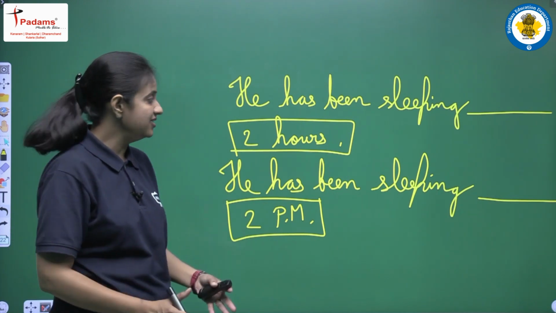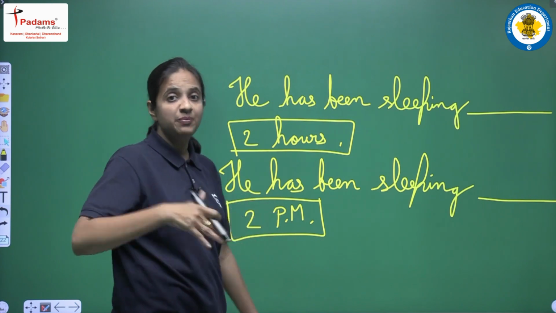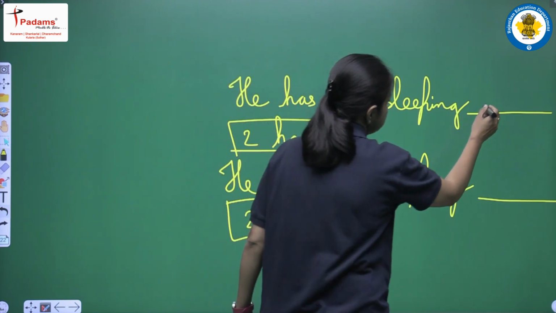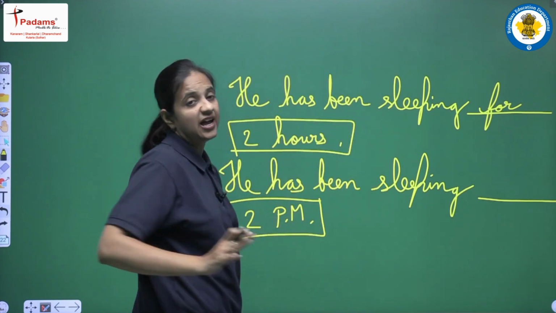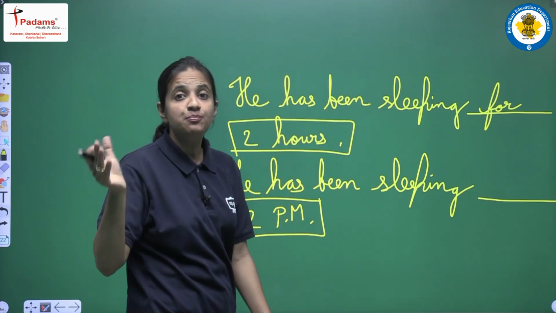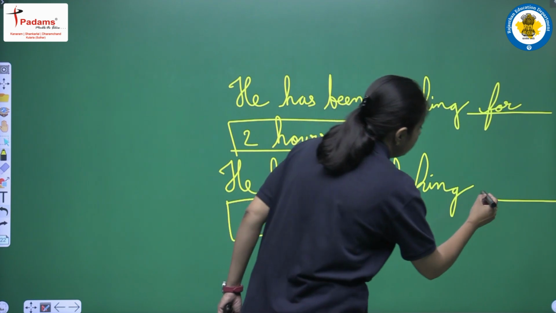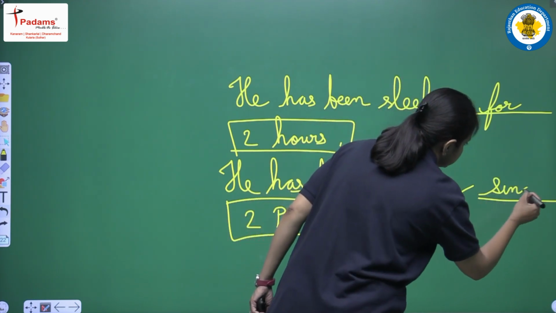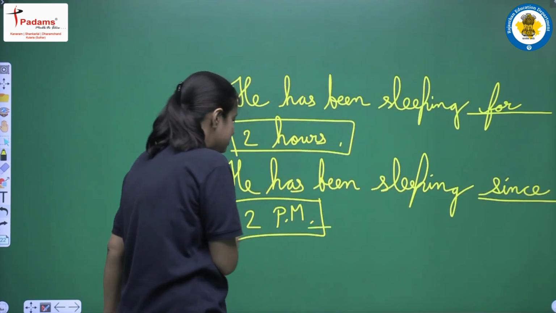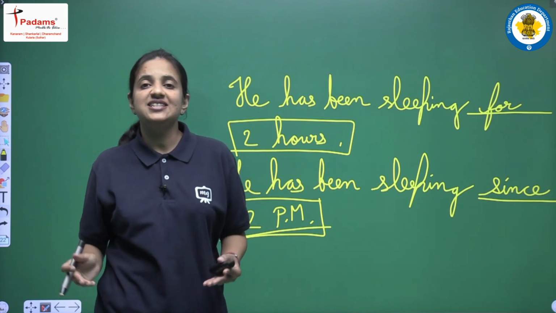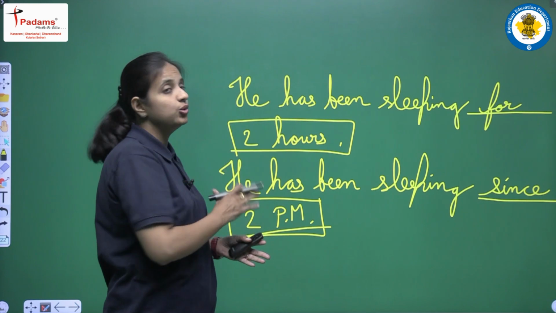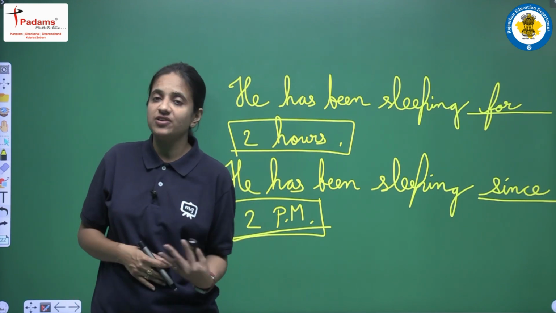So yes, this is the difference: if we have a period of time then we always use for. But if we have the exact time, the particular time, or the point of time, then we always use since. So here 2 p.m. is a point of time, right? This is the starting point of time, or the exact time. But here 2 hours is the period of time.